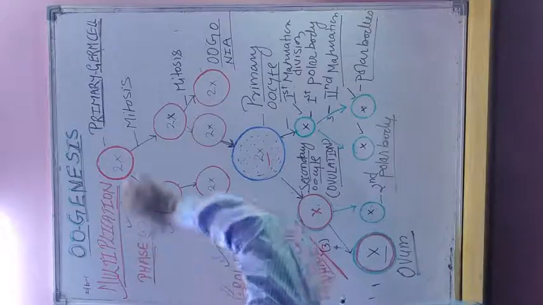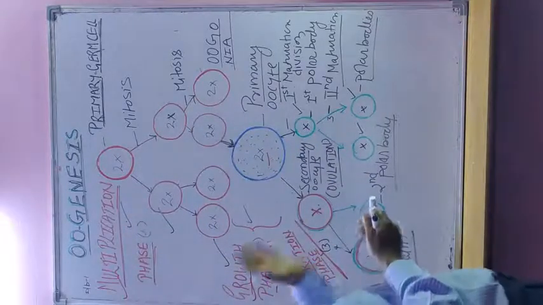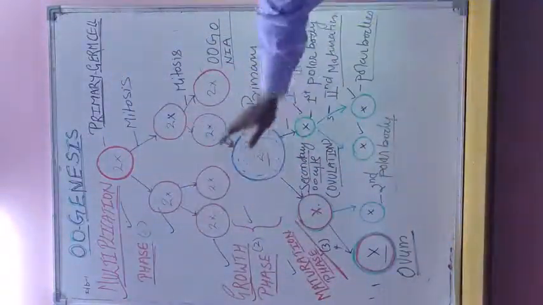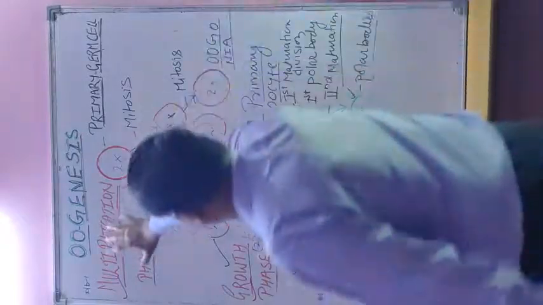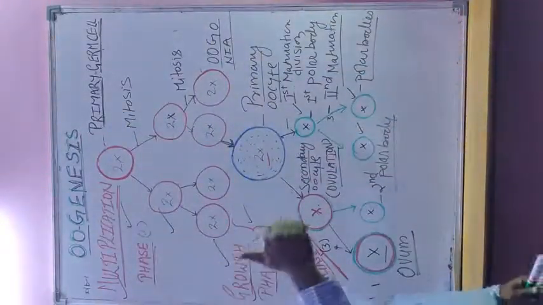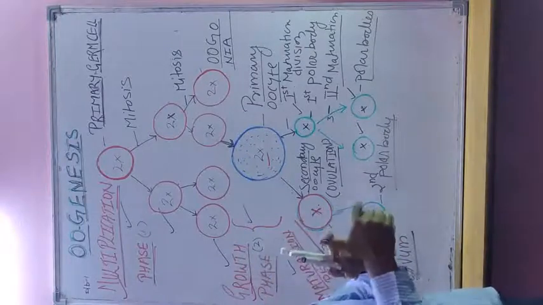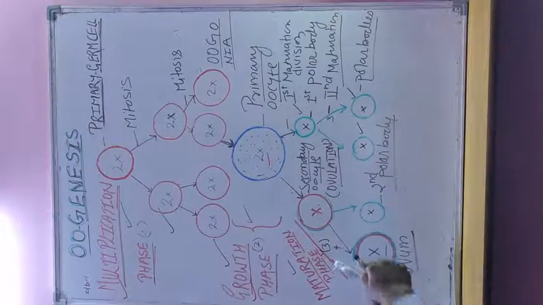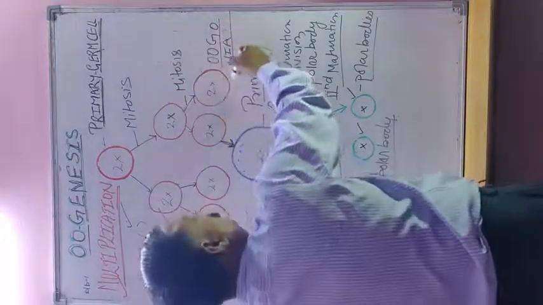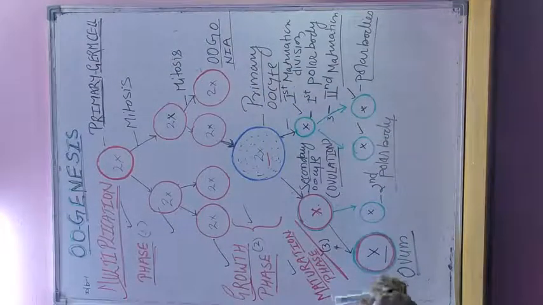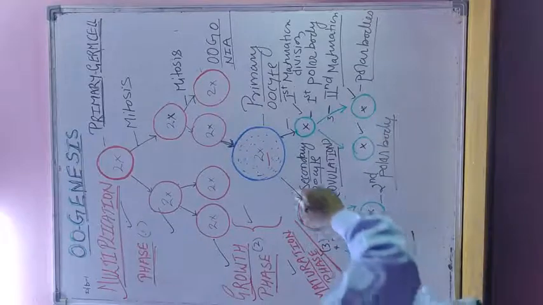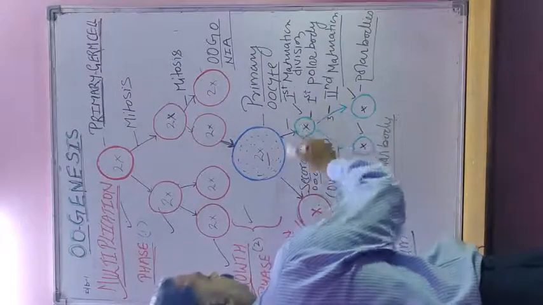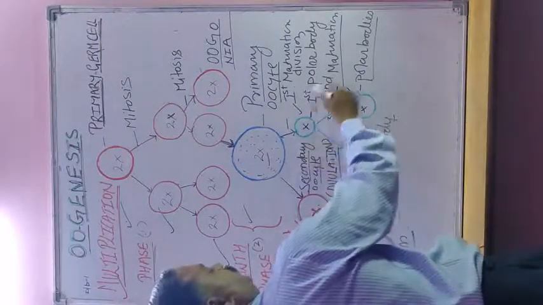Now let us find out the differences between spermatogenesis and oogenesis. What differences do you observe if you compare the last diagram? First difference, student, where does it occur? Spermatogenesis occurs in the testes, seminiferous tubule, and oogenesis occurs in the ovary. Second difference: here spermatogonia develop, there oogonia develop. Third difference: in oogenesis we find polar bodies, and the cytoplasm divides unequally.